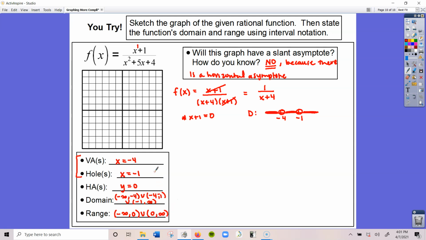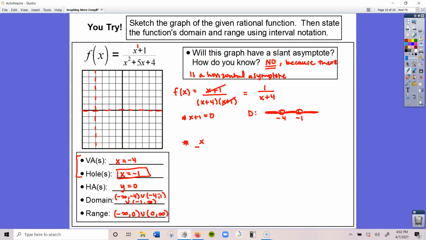Now let's graph. We can place the asymptotes on the graph. We have x is equal to negative 4 and y is equal to 0. Remember that the hole we're going to place last. So if you need to make a note so you don't forget the hole, either starring it, boxing it, go for it. Let's create a table.